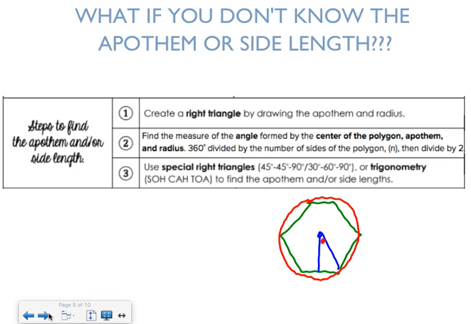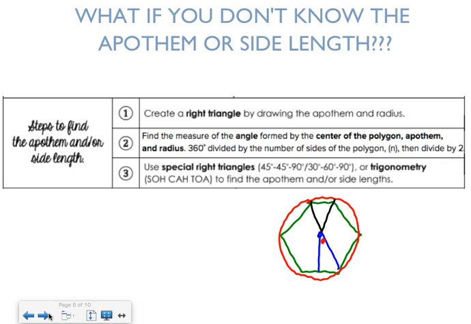360 degrees. So if I wanted to find this big angle here, how would you find it? Divide by 6, right? But if I wanted half of that, what would you then have to divide by? Then divide that number by 2. That's how you find this angle. And then you're either going to use trig or special right triangles to find the missing side lengths, okay? It'll make sense when we try it.